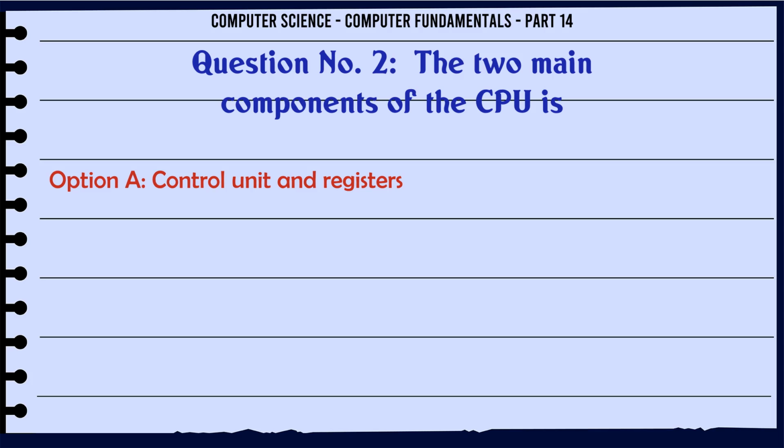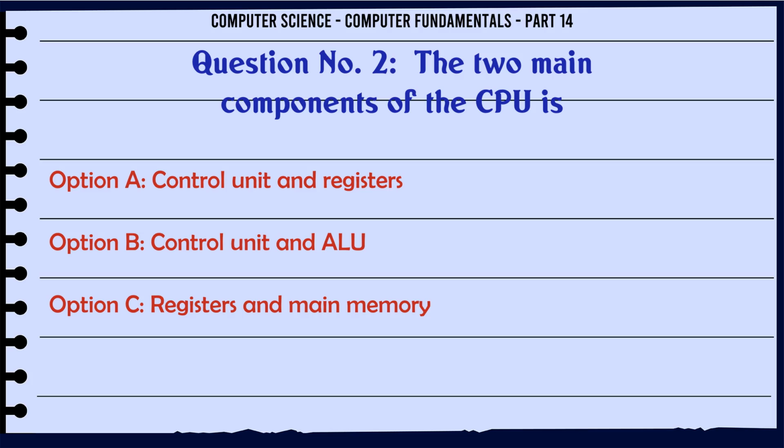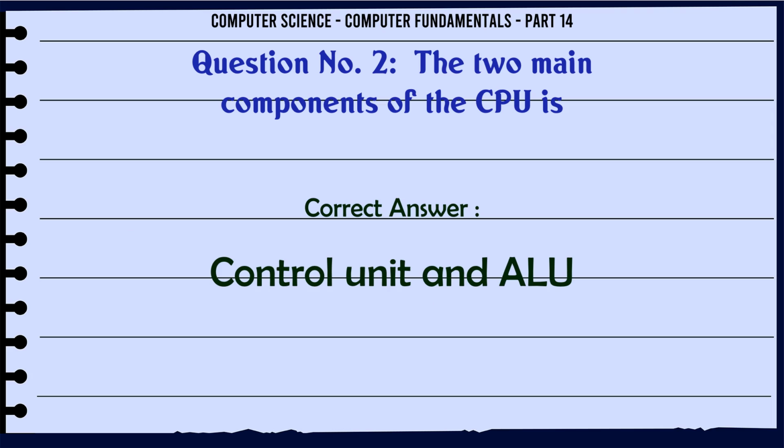The two main components of the CPU are A. Control unit and registers, B. Control unit and ALU, C. Registers and main memory, D. ALU and bus. The correct answer is control unit and ALU.